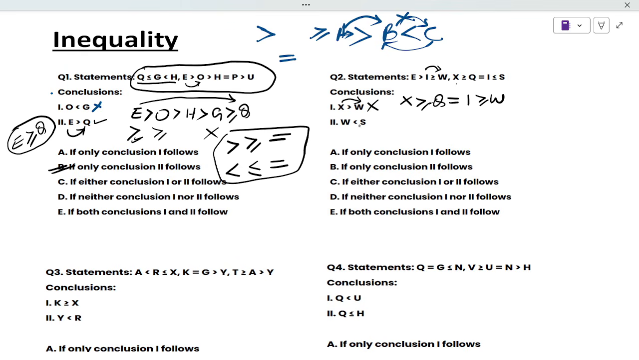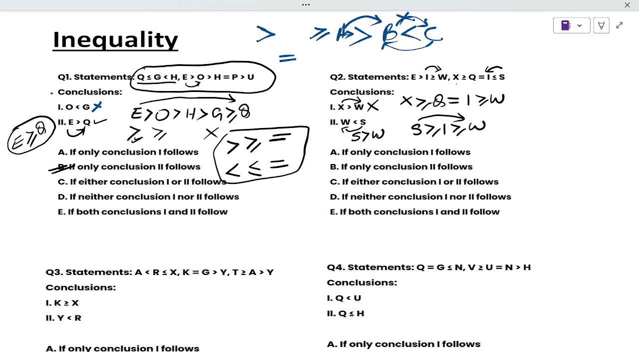Next one. W is smaller than s, so we can say s is greater than w. We have to check whether a path exists from s to w. From here we can make s is greater or equal to I, because s is greater or equal to I, and then from I to w, I is greater or equal to w. So definitely a path exists from s to w. However, again the sign here is greater than.